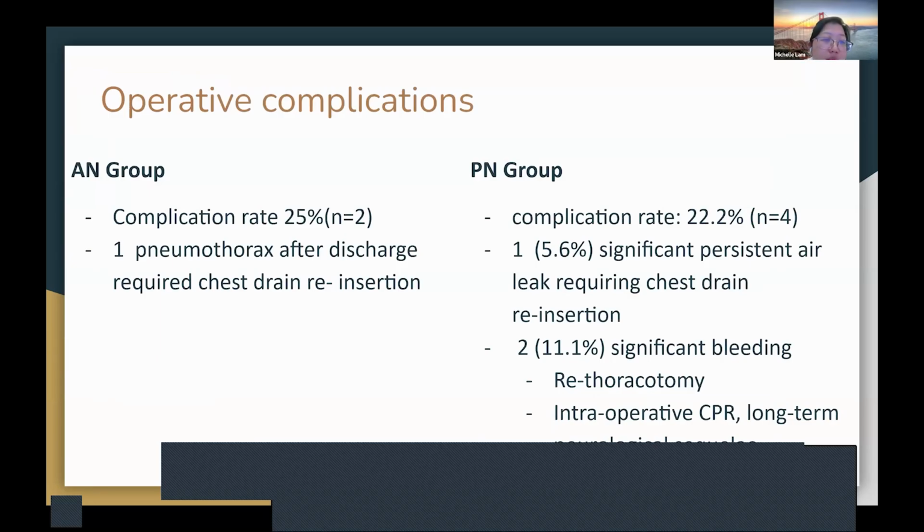Amongst those having complications, one in the AN group had a pneumothorax, which required chest drain reinsertion. In the PN group, one had a significant air leak requiring chest drain reinsertion, and 2 of them had significant bleeding, one requiring thoracotomy, and in the other, the bleeding was so severe that it caused cardiac arrest requiring intraoperative CPR, leaving the patient with long-term neurological sequelae.